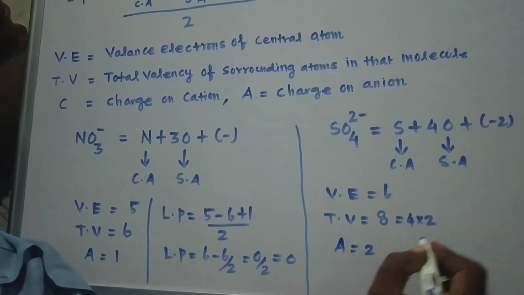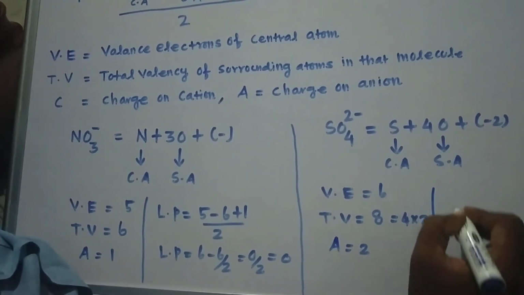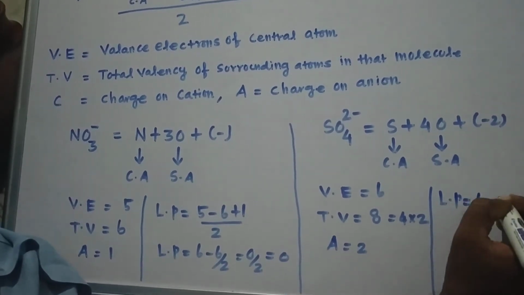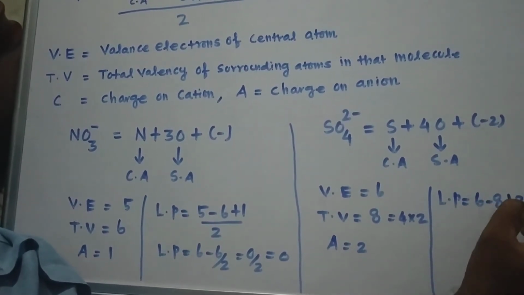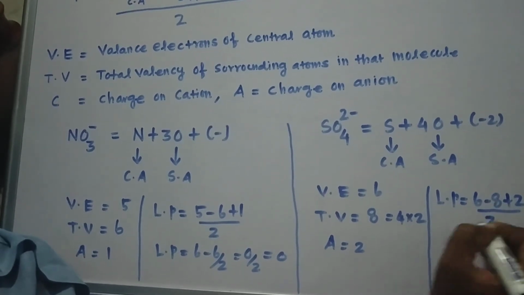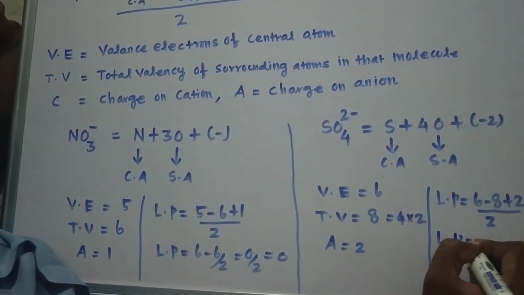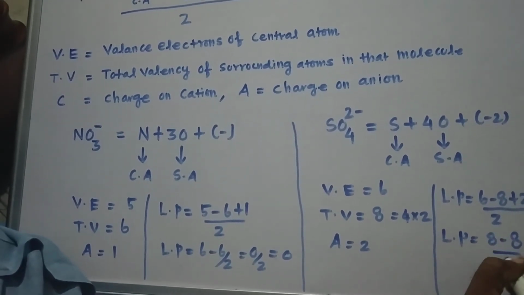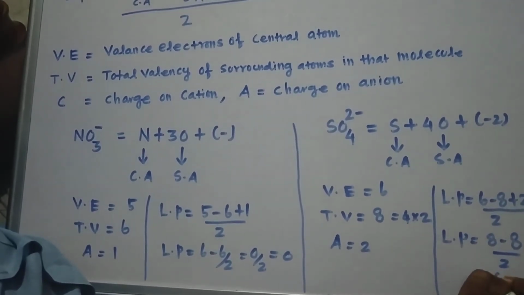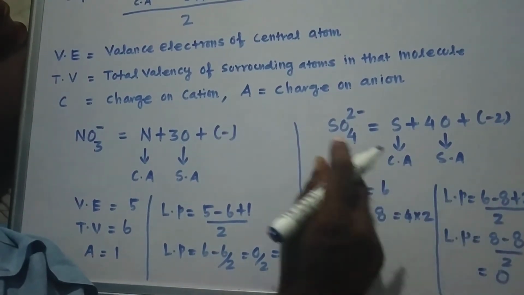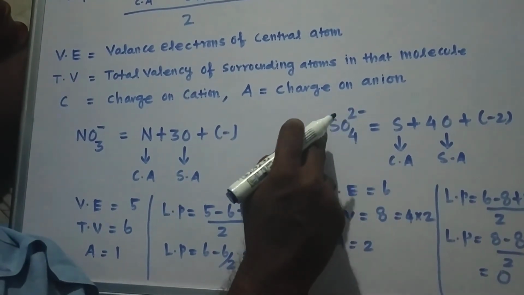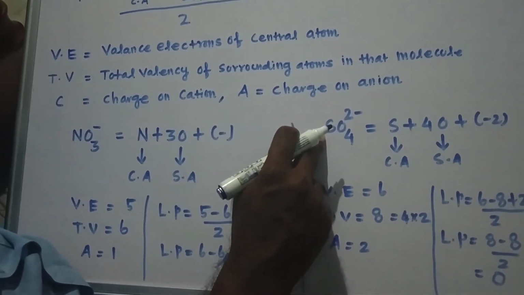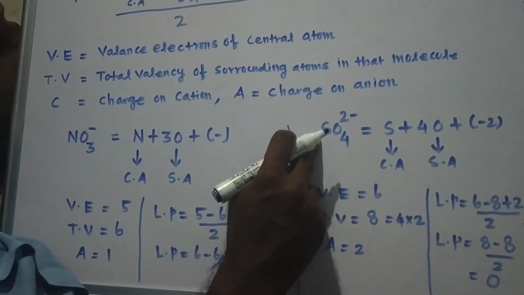Okay, then we are going to substitute this value in the LP formula. LP is equal to 6 minus 8 plus 2 divided by 2. Therefore LP is equal to 8 minus 8 by 2. Therefore it's equal to 0. Okay, it's well known that SO4 2 minus, the central atom sulfur doesn't contain any lone pair of electrons. Now we are going to see some cations.